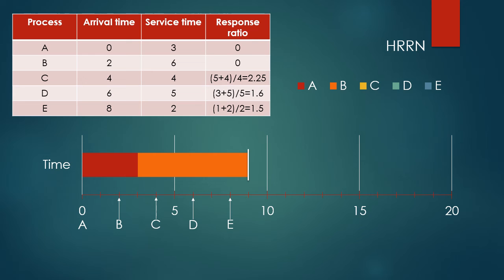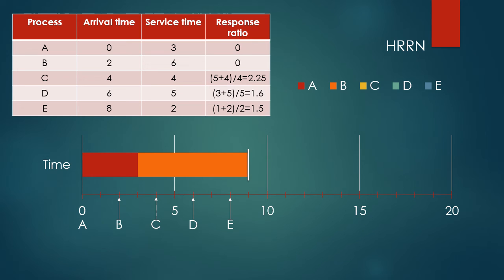Since B was the only process in the system, the dispatcher gave the processor to B and it continued until it finished. This happened at time instant 9. During the execution of B, C, D, and E entered the system. When B left the processor, we computed response ratios of all the processes in the system.